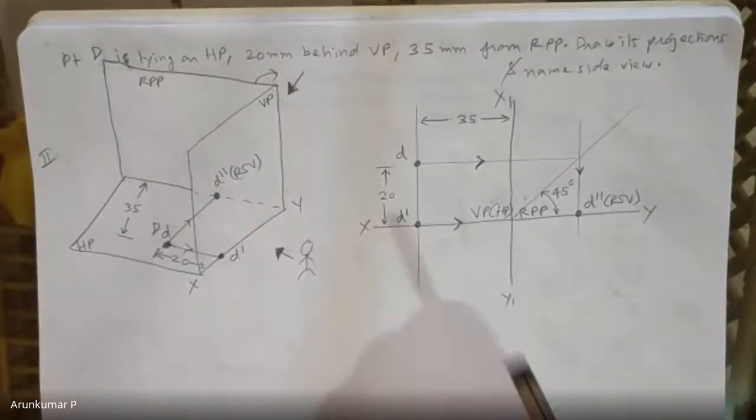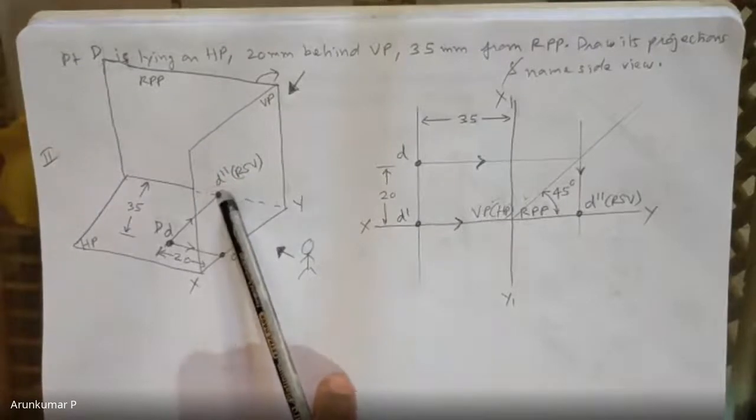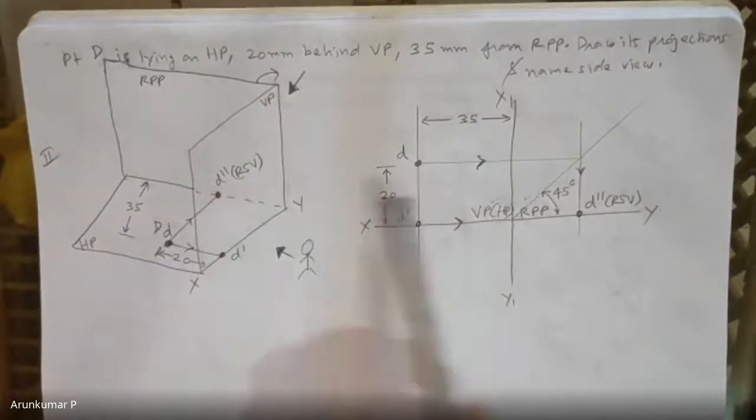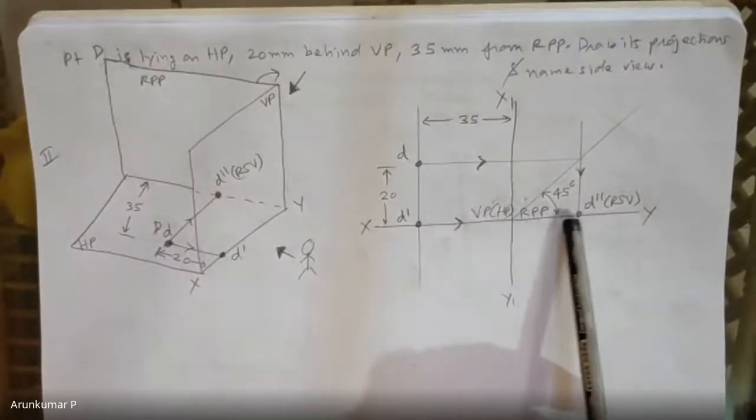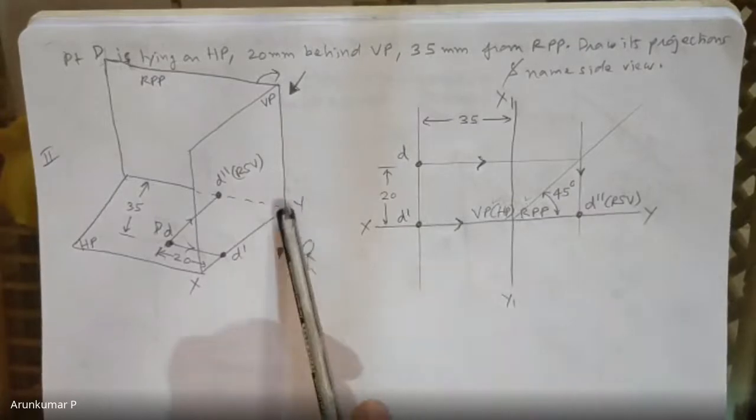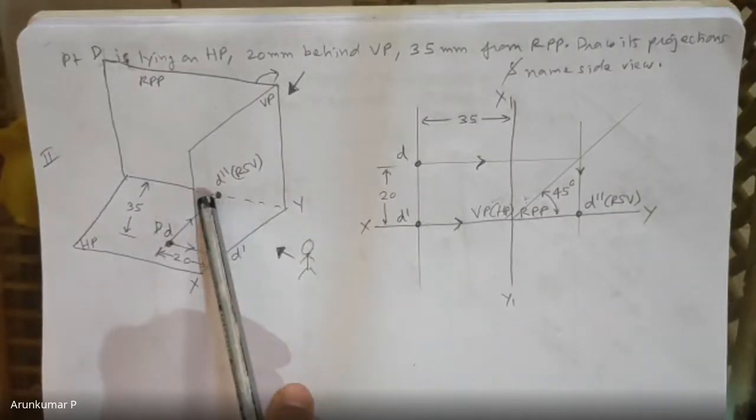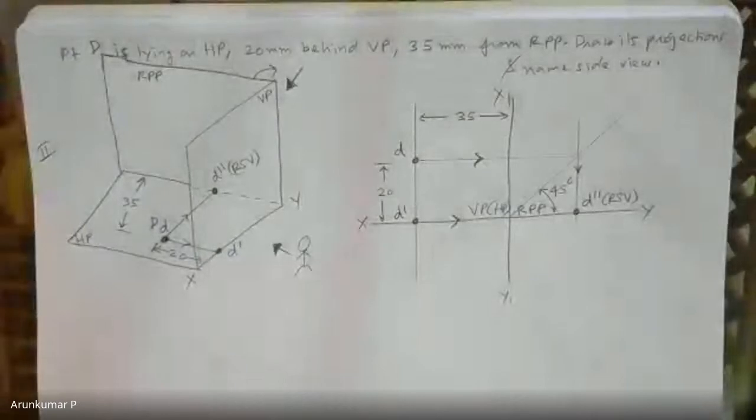So this is what I told. You can see here, D double dash. Where is it coming from? It is an extension of the XY line. I told you, this is an extension of XY.